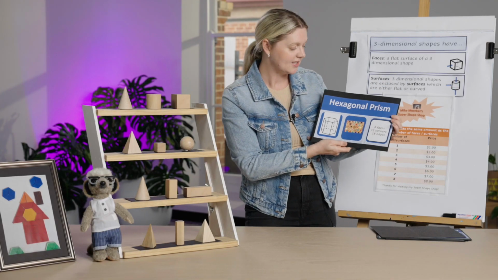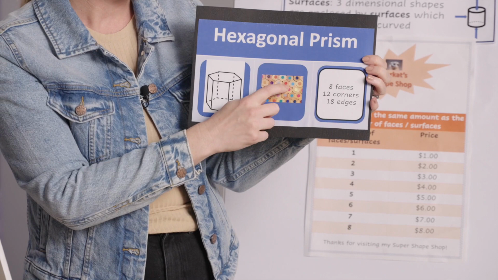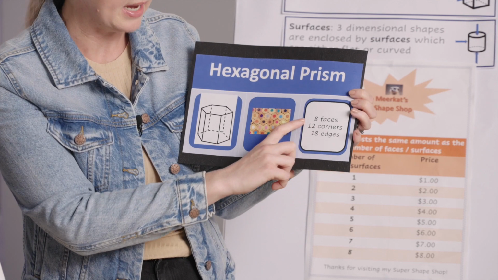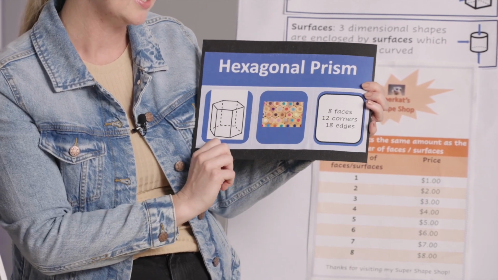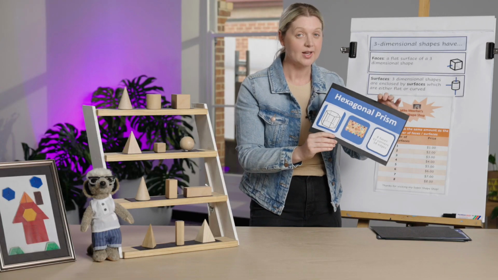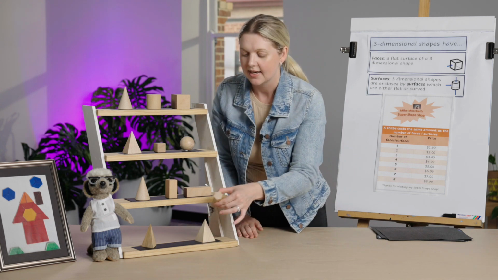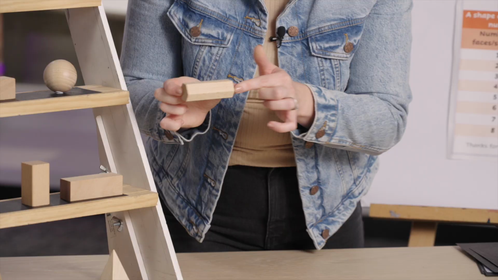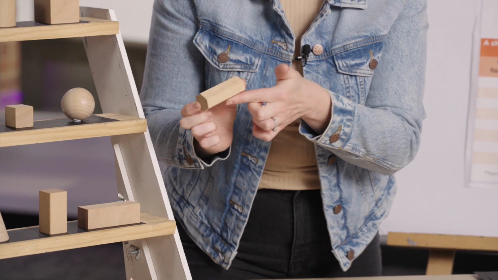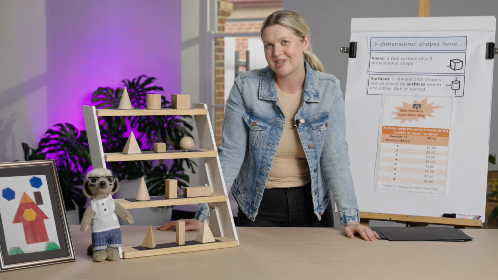Okay, finally, this shape is a hexagonal prism. And these pencils here are hexagonal prisms. So they have 8 faces, 12 corners, and 18 edges. Can you see a hexagonal prism on the shelf? I can see one here. You can see the two opposite ends are hexagons and they are joined by rectangular faces. Wow, Mike, what a great selection of shapes you have in your shape shop.